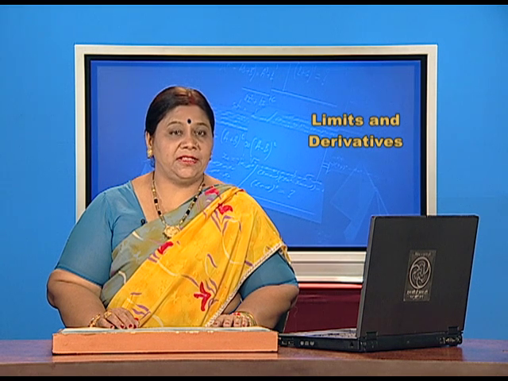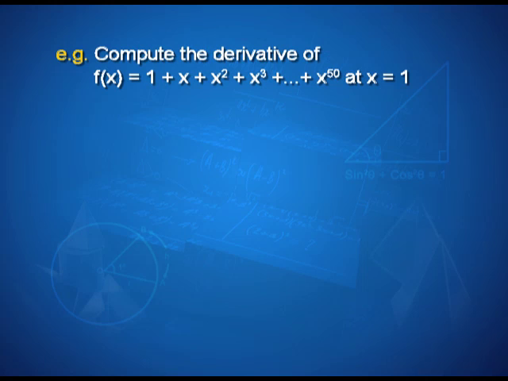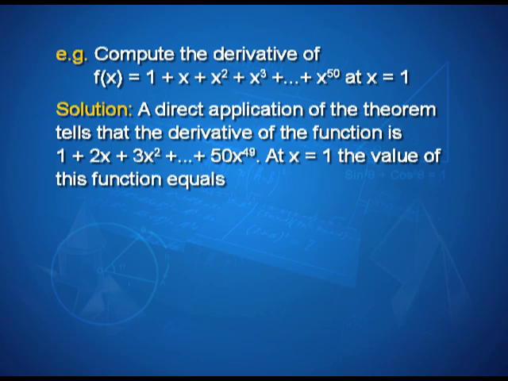Now, let us solve some examples to understand this. Compute the derivative of f of x is equal to 1 plus x square plus x cube plus so on plus x raised to 50 at x is equal to 1. For the solution, a direct application of the theorem tells that the derivative of the function is 1 plus 2x plus 3x square plus so on plus 50 into x to the power 49.